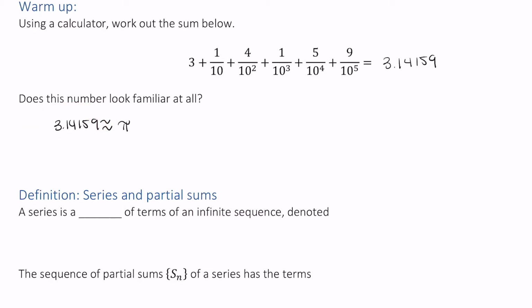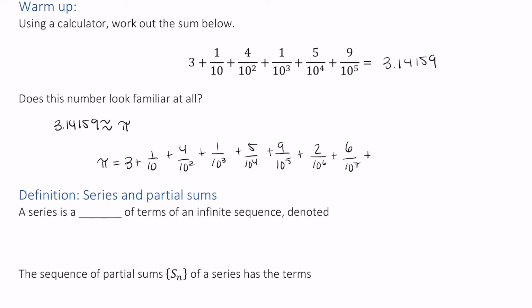And we can actually do this a lot further. That is, we can continue this series here to get a more accurate representation of pi. So that's 3 plus 1 over 10 plus 4 over 10 squared plus 1 over 10 cubed plus 5 over 10 to the 4th plus 9 over 10 to the 5th plus 2 over 10 to the 6th plus 6 over 10 to the 7th plus 5 over 10 to the 8th. And I'll stop here because I could just keep going. And now we have pi accurate to many more decimal places.